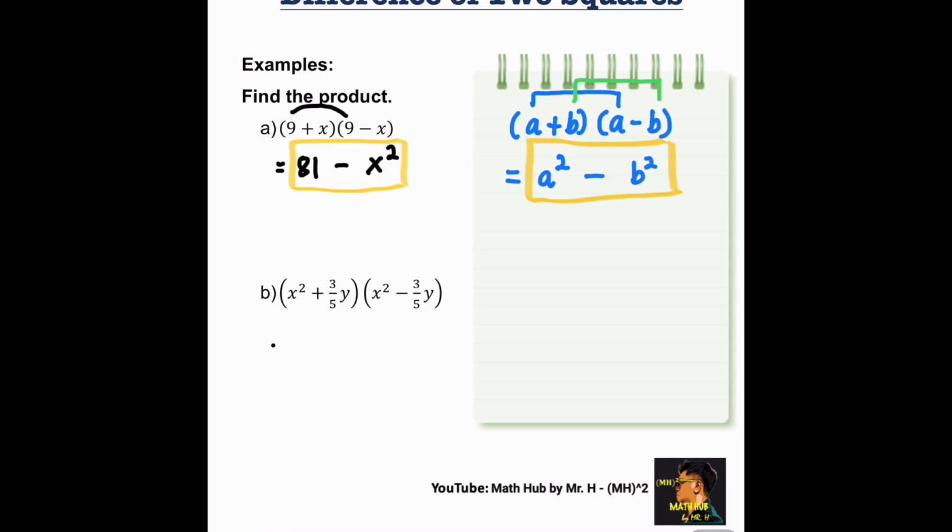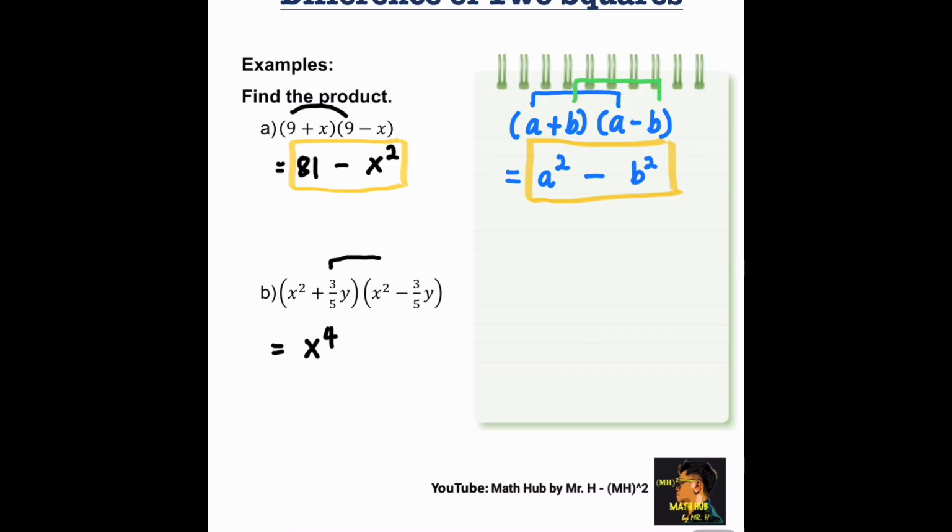To find the product, x squared times x squared, just a quick review. So you are multiplying with the same base. So we copy the base x and we add the exponent. So 2 plus 2 is 4. So the answer here is x to the power of 4.